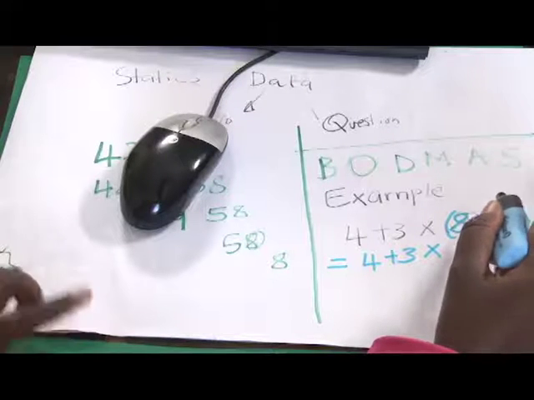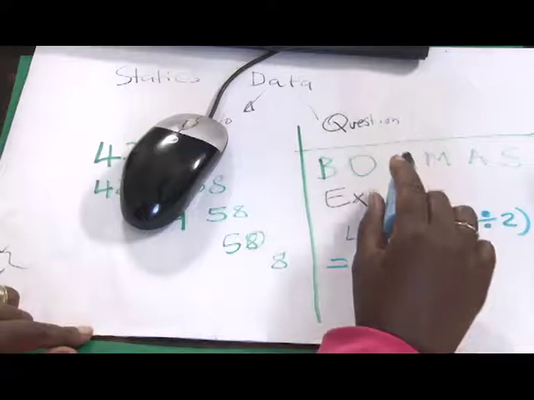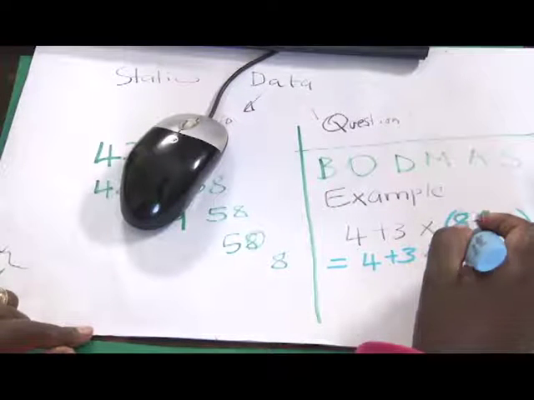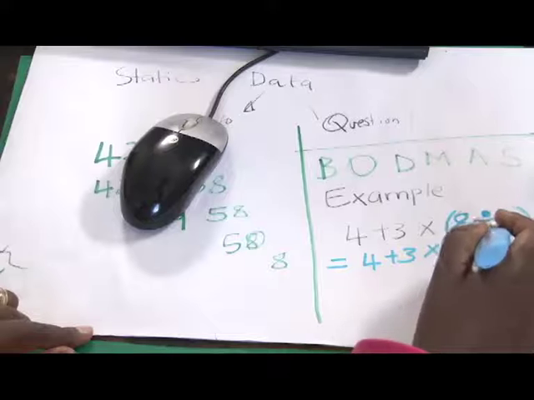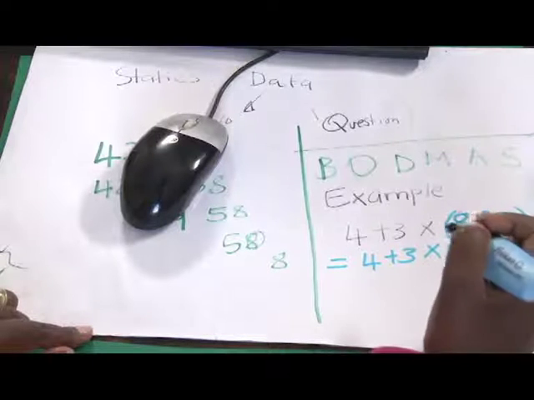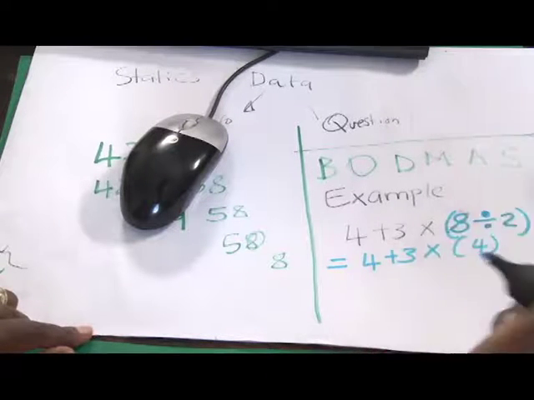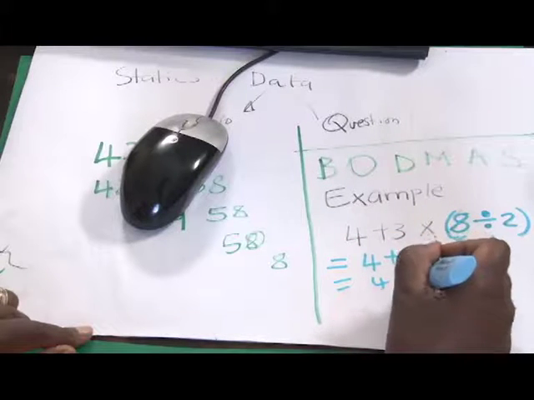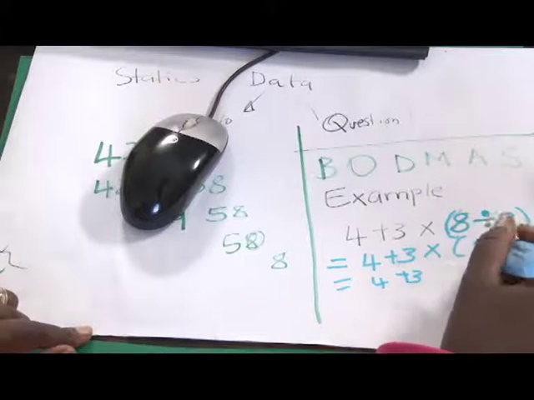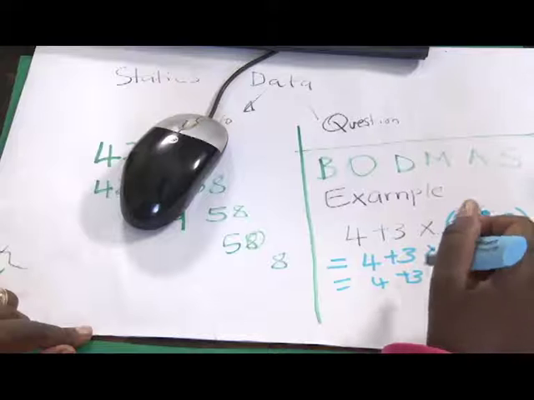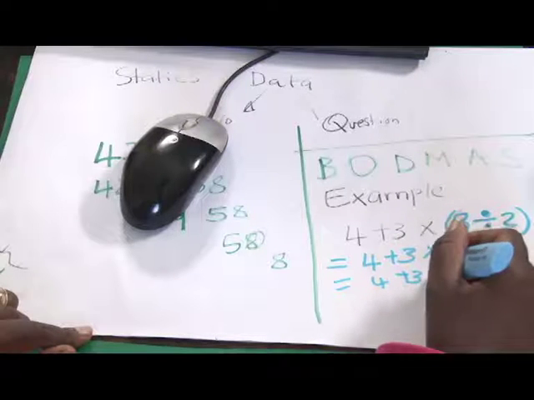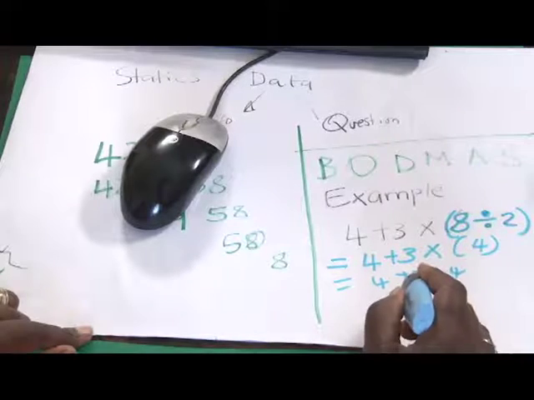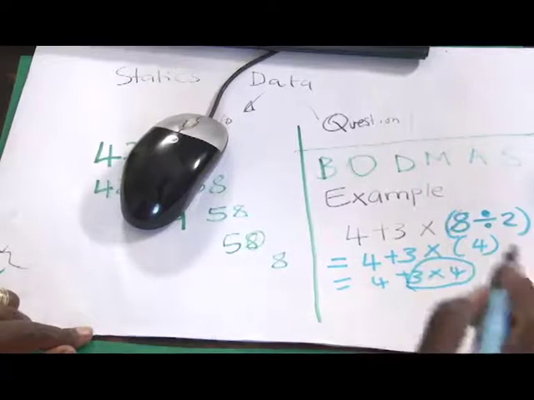And they say the first one, that's why it's BODMAS, the division. We tackle the division first. 8 divided by 2 is 4. Now, the next one is the multiplication. This is equal to 4 plus 3 times 4. Okay, now we work out the multiplication.